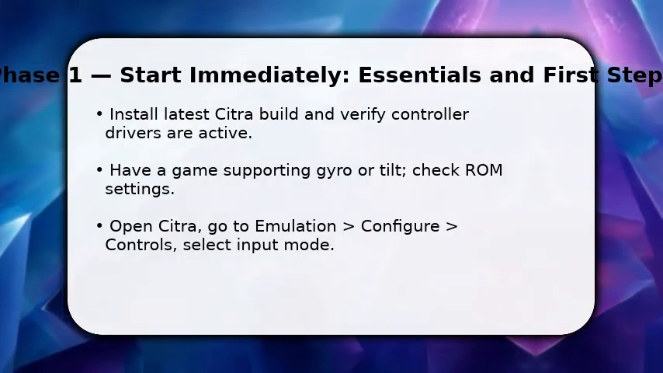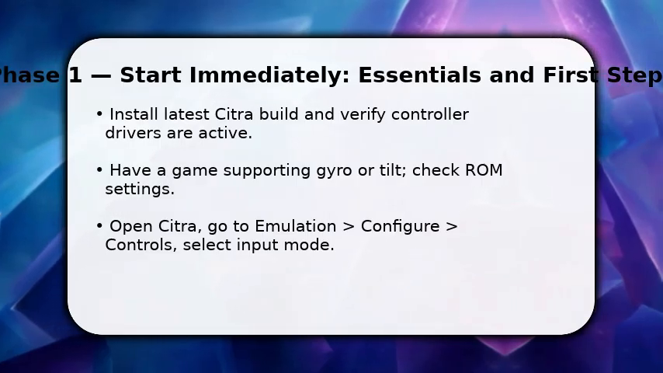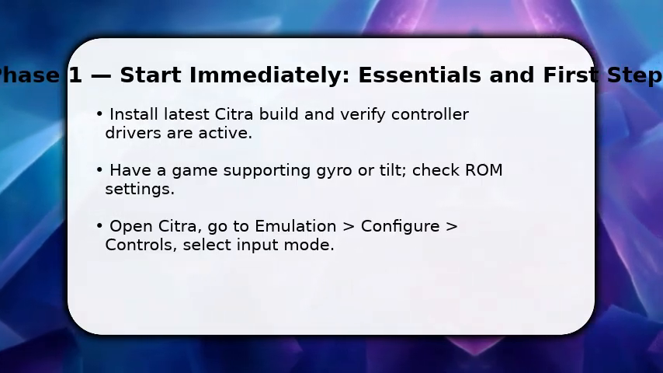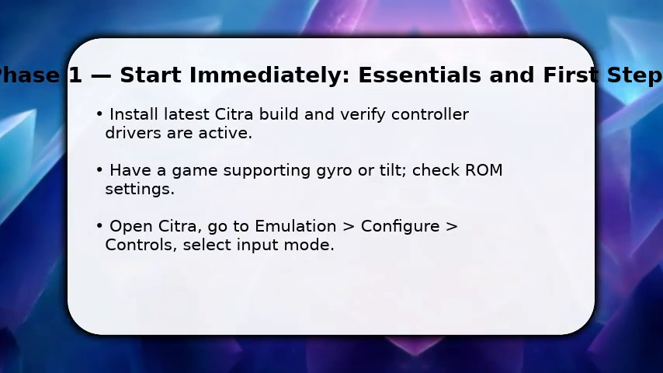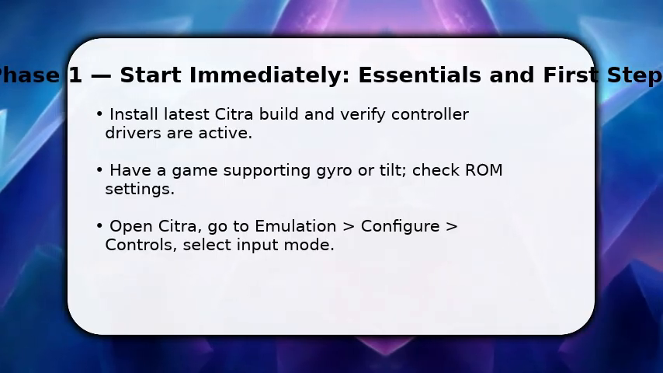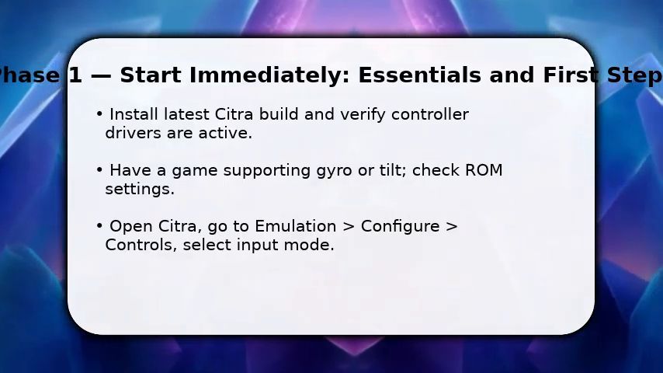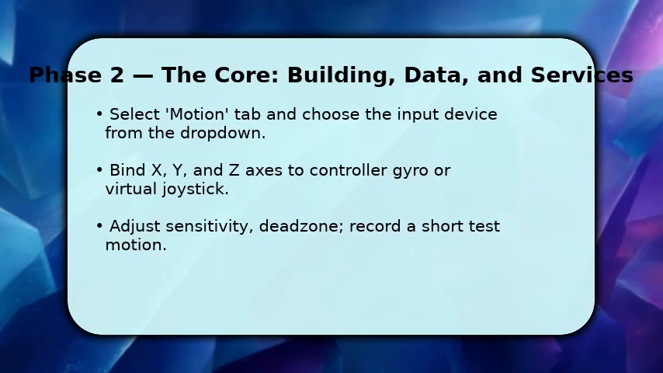Then open Citra and navigate to Emulation, Configure, Controls, choose the motion-capable input mode. You do this now so the emulator exposes X/Y/Z axes and options. Make sure the device is plugged in or paired. Otherwise, now you map the axes.